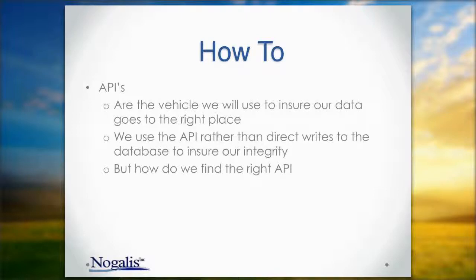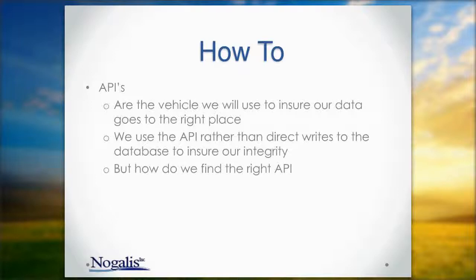Our APIs. The APIs are the vehicle we use to ensure our data goes to the right place. If we're using an API to query the data, no matter what happens, we know that every time we query that API or that web service, the same data is going to come out regardless of what version we're running on, regardless of what upgrades we've made.